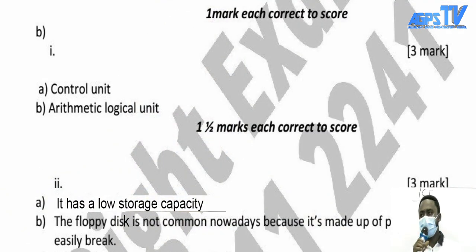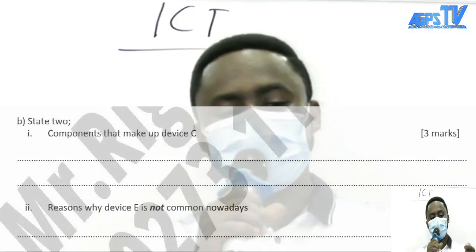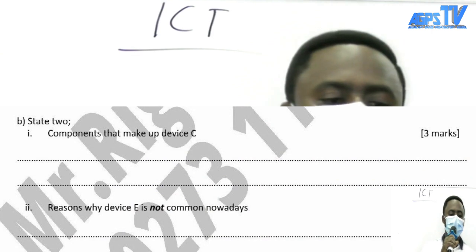Then we have the control unit and the arithmetic logic unit as part of the Intel processor. Earlier on, I told you that the processor is the brain of the computer. These are some of its components: the control unit and the arithmetic logic unit. In my next lesson, I hope that we shall discuss the control unit and the arithmetic logic unit.